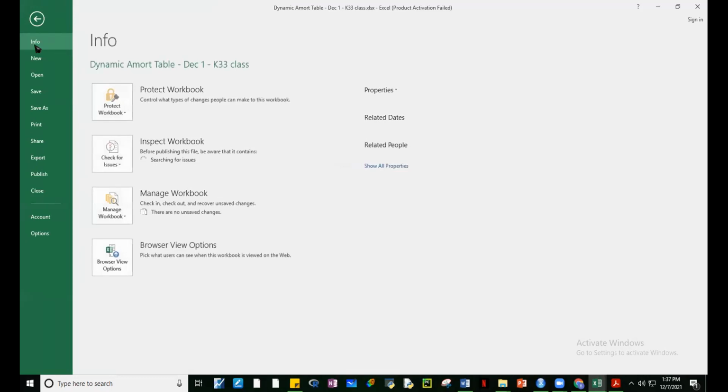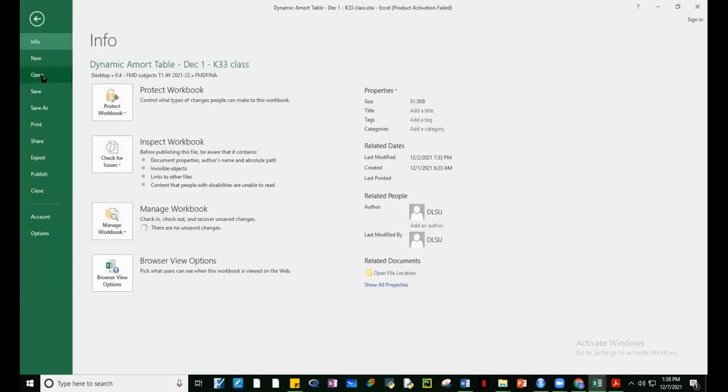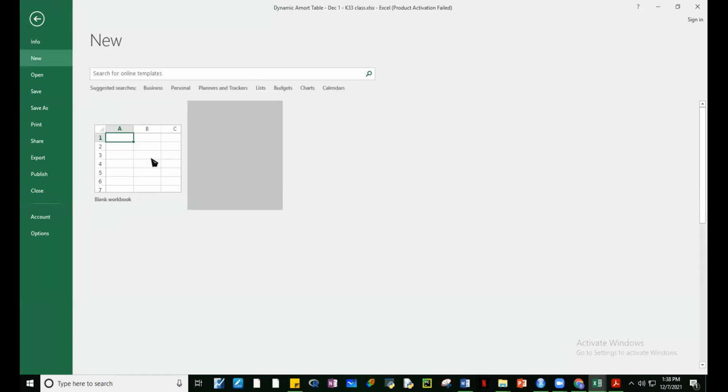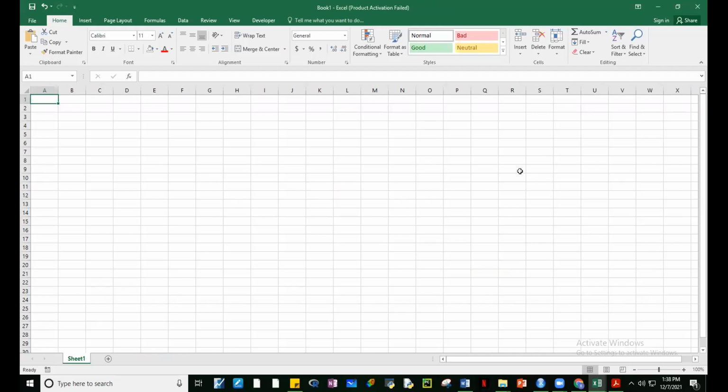File. New. Bukas lang akong bagong Excel file. And then let me explain to you. Okay. Let me explain to you the log odds ratio para clear sa atin.